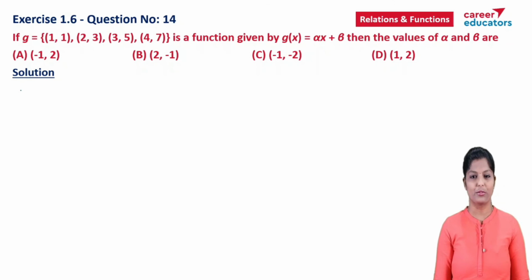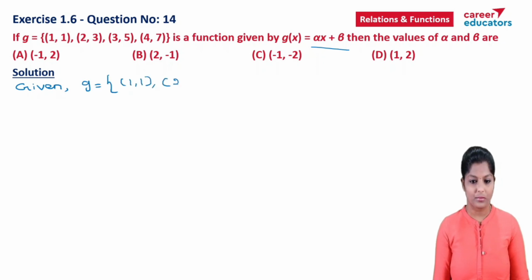Next, we are going to solve question number 14. Here, the function g of x is given by alpha x plus beta. We have to find the values of alpha and beta. Let's solve the problem. Given g equal to (1, 1), (2, 3), (3, 5) and (4, 7).